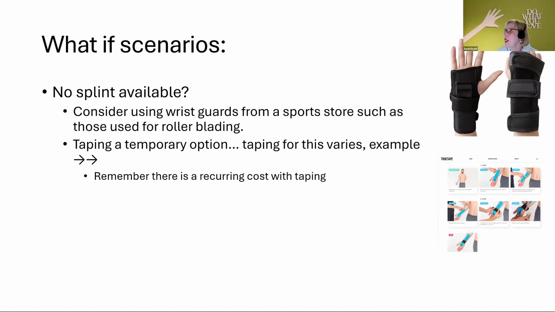Okay? On the what if scenarios, I did want to bring up the fact that not everybody has splints in the cabinet that they can just get out and hand to a patient. Some options, you could consider discussing with the patient, do they have anybody in their family who does sports? Do they maybe have some wrist guards from a sports store that could be adapted? You could also consider taping, but taping for this varies. And I don't find taping super effective long-term because it does have a recurring cost and it is pretty tough on skin.